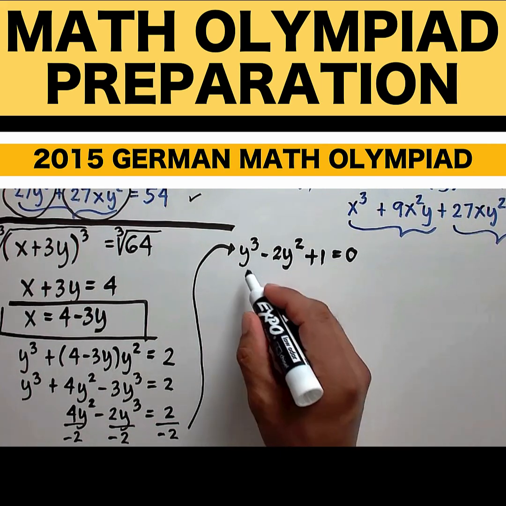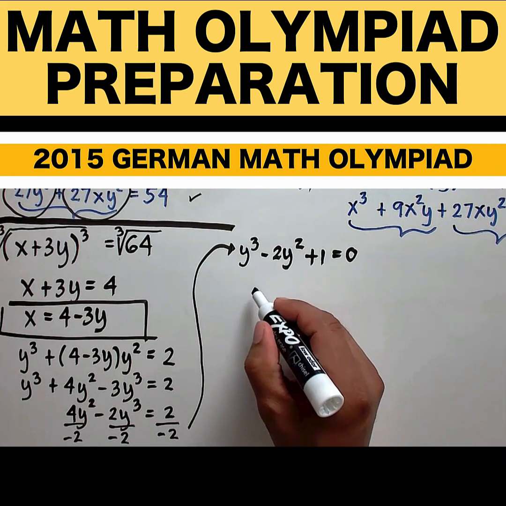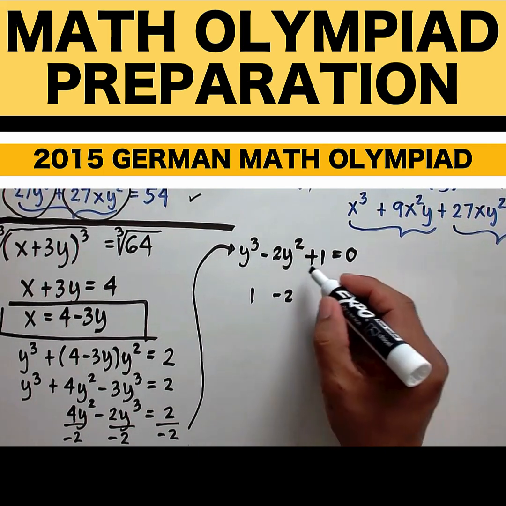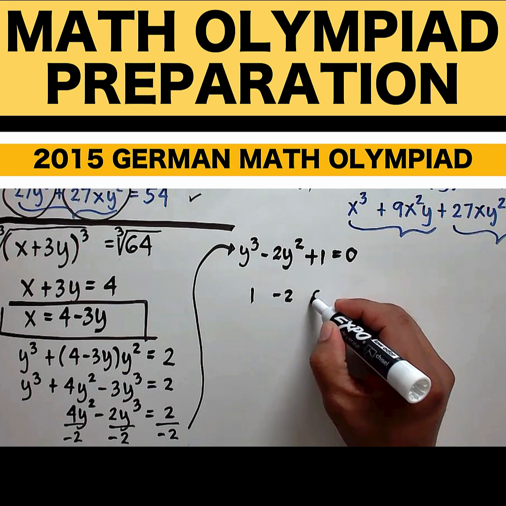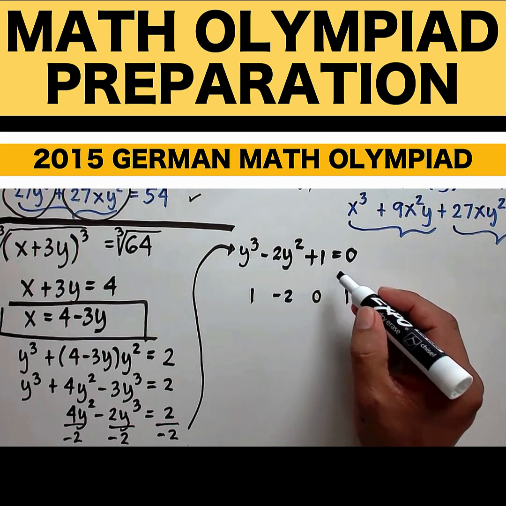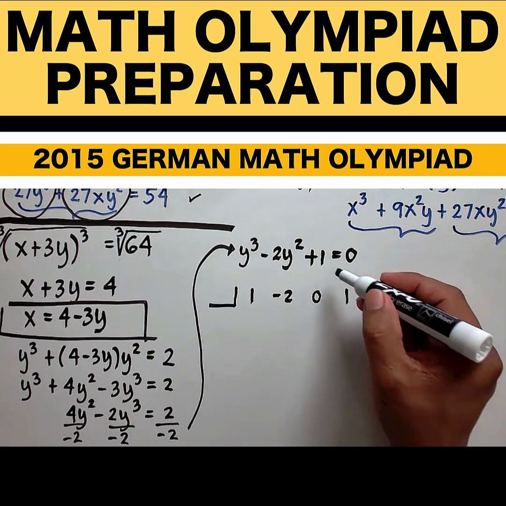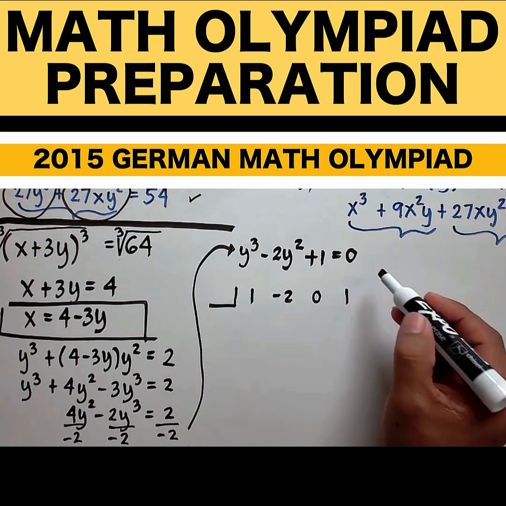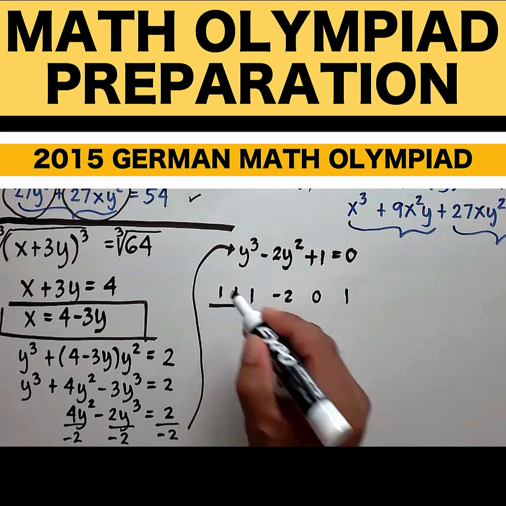Okay, using synthetic division, let's take the coefficients first. We have 1, we have negative 2, there's no linear term here for y, so we insert 0 and then 1. And using the rational root theorem, we know that the divisor would be a factor of this constant divided by the coefficient of 1 here. So 1 divided by 1 is 1. So we can divide this by 1.